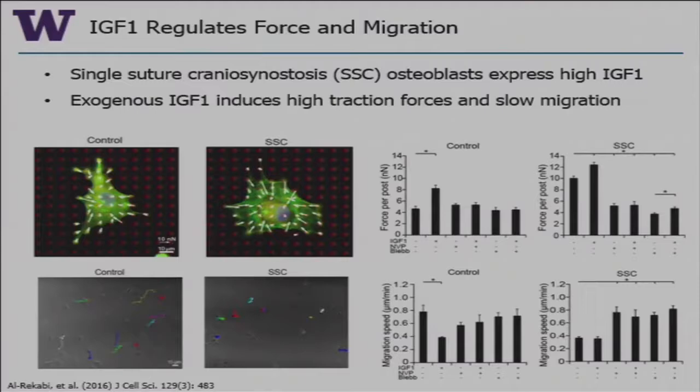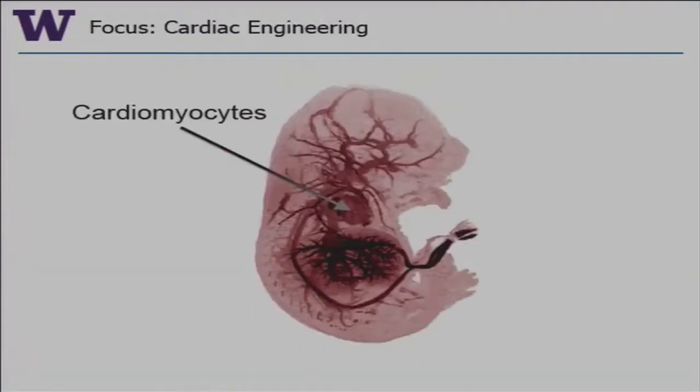So what you're seeing over here are some control osteoblasts and some of these patient-derived craniosynostosis osteoblasts. And you're seeing a lot less migration within these cells and a lot higher migration over here. And basically by looking at these forces and migrations, we can either add some exogenous IGF-1 or inhibit the receptor or affect the contractility with blebbistatin to tailor or control this role of IGF-1 on migration and on forces. Now, shifting gears, I want to talk about cardiomyocytes.